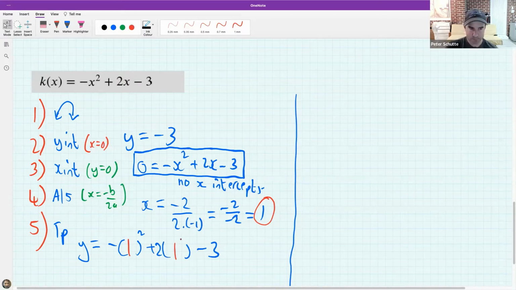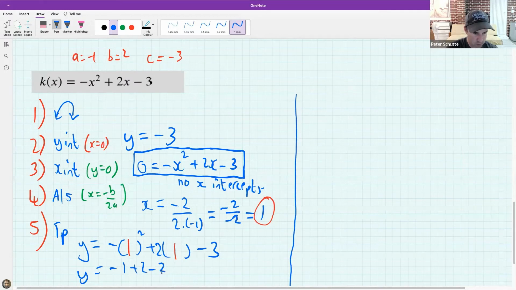So take a moment to see. We know that the axis of symmetry is minus b over 2a. And if I imagine that a is -1, b is 2, c is -3 in this question, I take the 1 and sub it back into the original, and I get -1 plus 2 minus 3. -1 plus 2 is 1, so I get -2. And so my turning point is (1, -2).